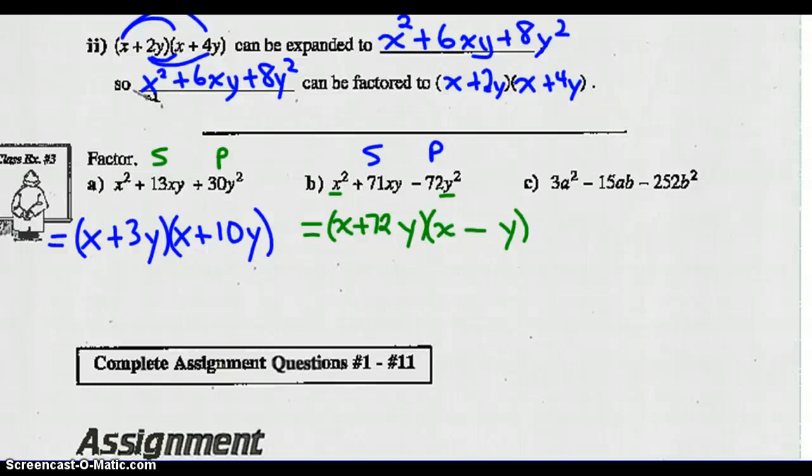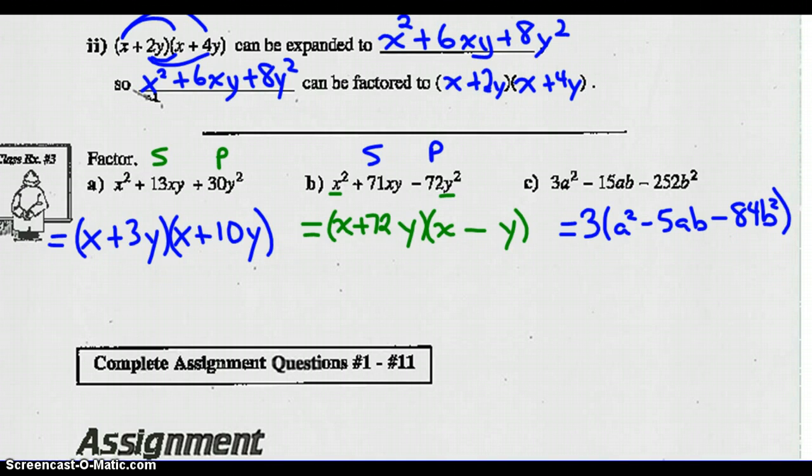And finally, part C. Step 1, we should always look for a common factor. Is there a common factor of 3a squared minus 15ab minus 252b squared? That's what you have to ask yourself. If there is a common factor, let's take it out. The common factor in these three terms is a 3. Divide every term by 3, and I'm left with 1a squared minus 5ab minus 252 divided by 3, which is 84b squared.